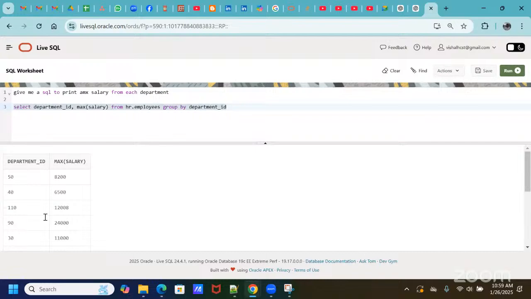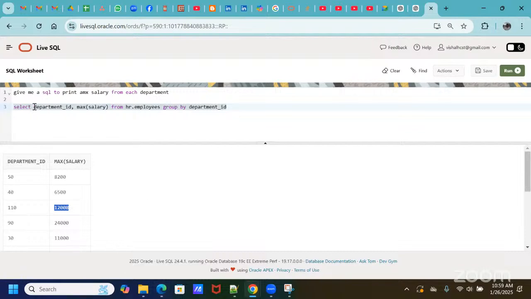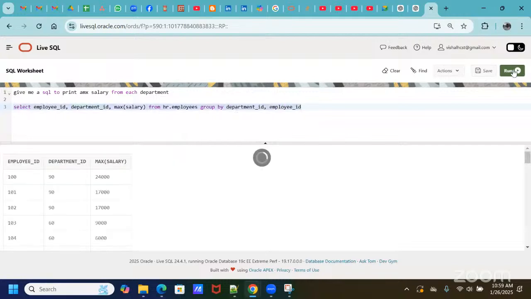But what I want is who is taking 8200, who is taking 6500, who is taking 12,008. I want all the details of this person. So what can I do? I cannot write first name, last name, or employee ID here. If I write employee ID, this query gives an error first, because it should come into the group by as well. Now there are two columns here and two columns in the group by. But this query doesn't give me the correct record.